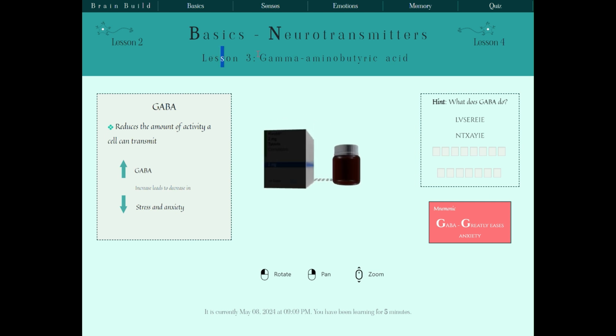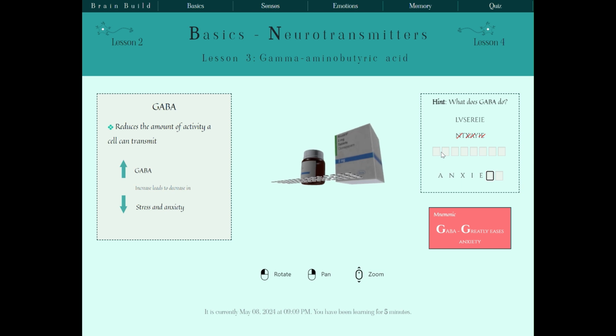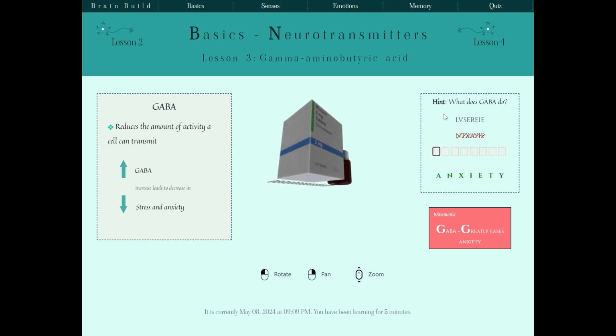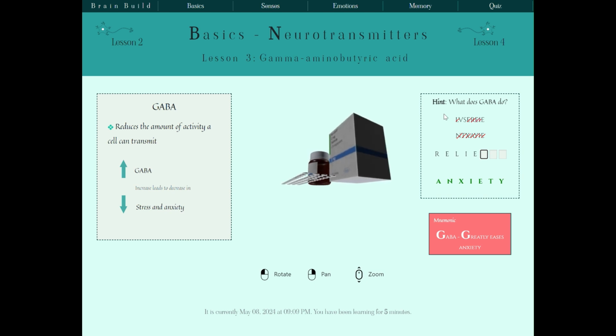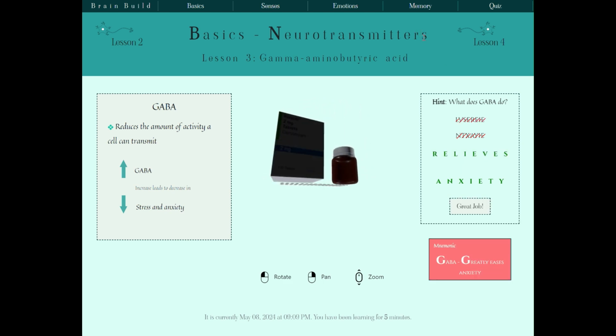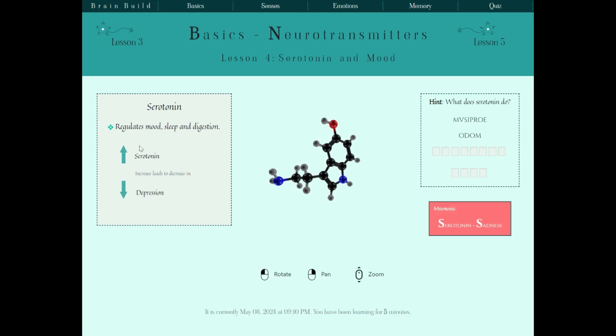Neurotransmitters. Lesson 3, gamma-aminobutyric acid, GABA, reduces the amount of activity a cell can transmit. GABA increase leads to a decrease in stress and anxiety. Okay, what does GABA do? This looks like anxiety down here. Let's see. This top one, leverage? No. Relieves anxiety. Okay, yeah, great job. GABA greatly eases anxiety. Okay, so we got serotonin next.